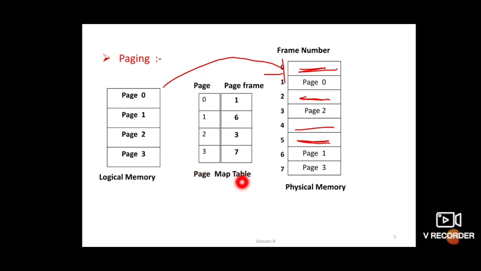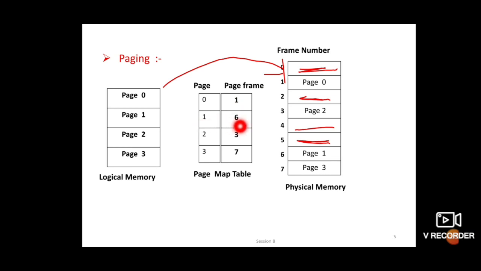Understood, student, what is the function of this page map table? It shows where these pages are actually present in the main memory. So every process has a page map table. This indicates the page number and this indicates the frame number. Now see, page 0, which frame number? Frame number 1. So here, 1.